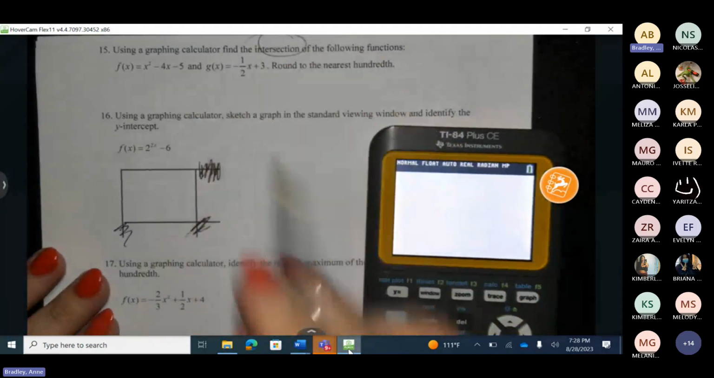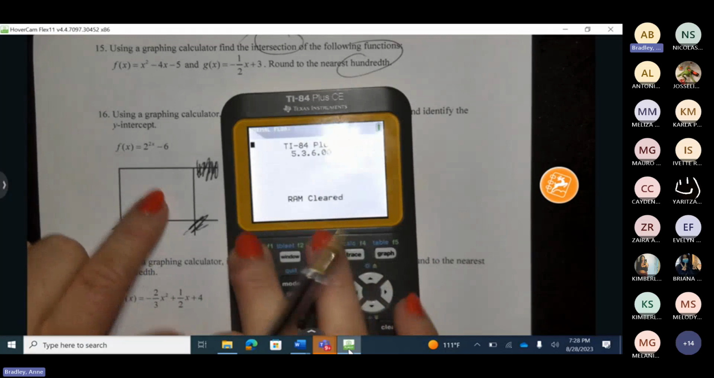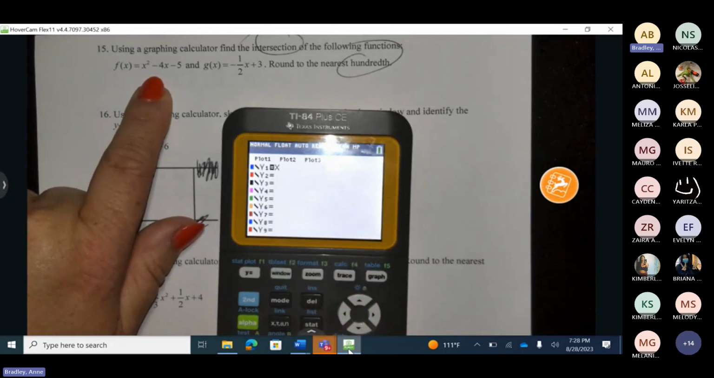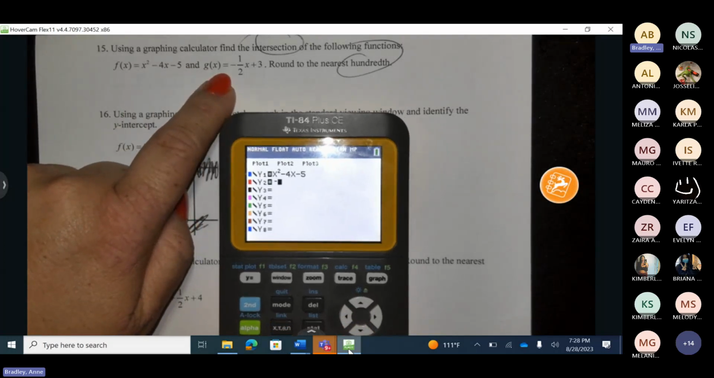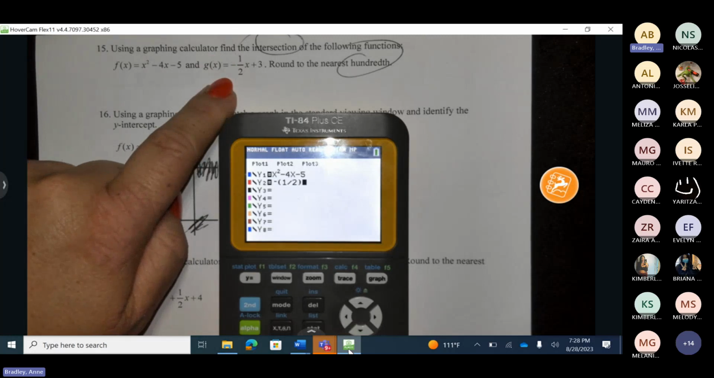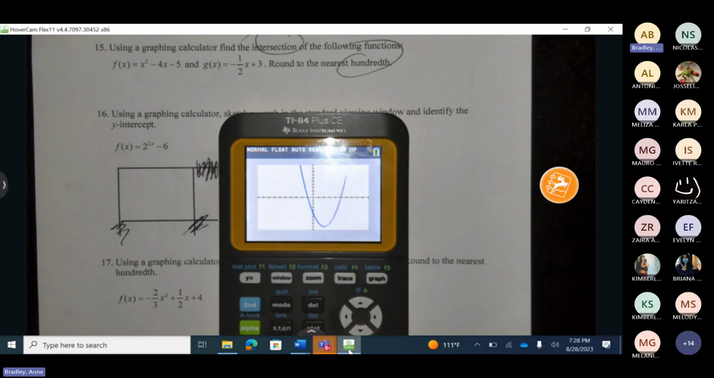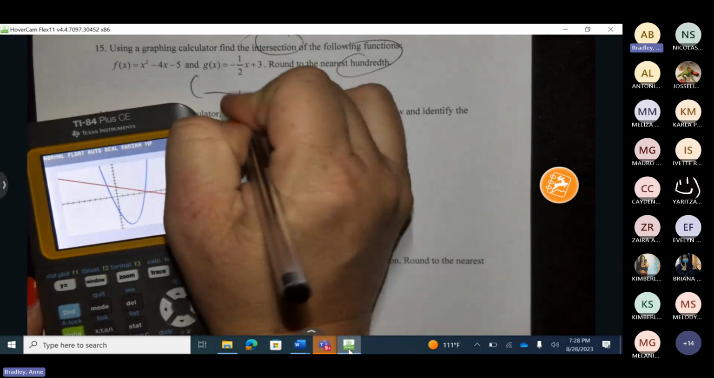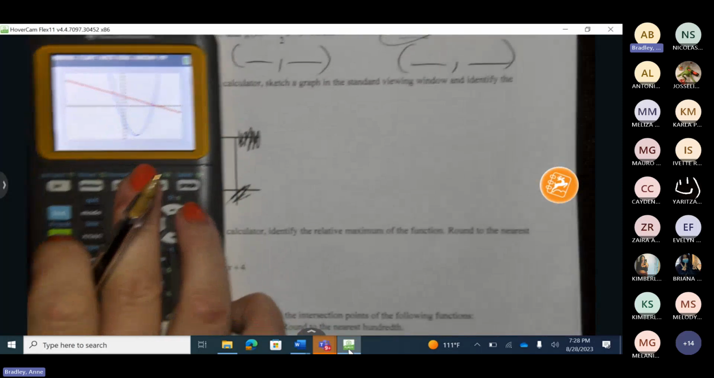We want to know, where do these 2 points intersect, and we want to round that intersection to the nearest hundredth. Always start by clearing your calculator. I'm going to go up to y equals and type in x squared, subtract 4x, subtract 5. The next one, negative. When you have fractions, put them in parentheses. So -1/2 x plus 3. I'm graphing it. How many times does it cross? It crosses twice. So I'm going to have 2 points where it crosses, and we want to round this to the nearest hundredth. That's 2 places past the decimal.